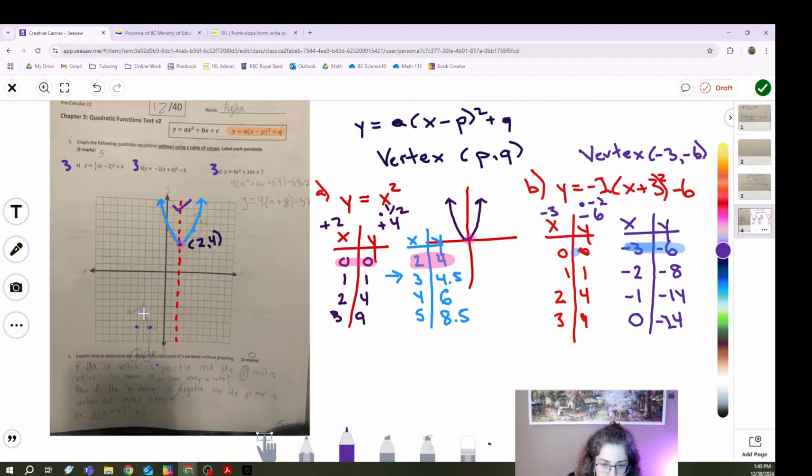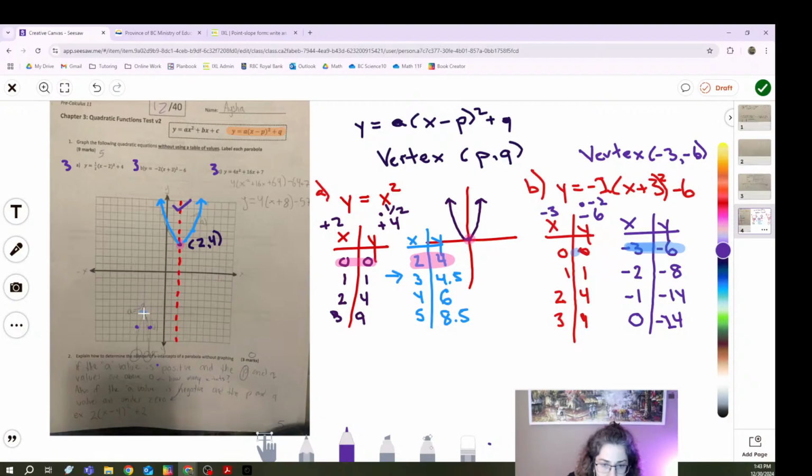So I think you got 2 marks on this. C, you didn't draw anywhere on here. So what happened? Let's take a look at that one. I don't really have a ton of paper room, but I'm going to make it work. Okay, so that one is y equals 4x squared plus 16x plus 7. Okay. So what did you do?